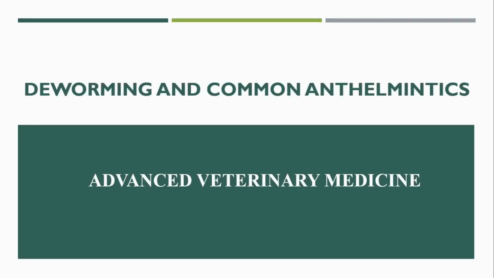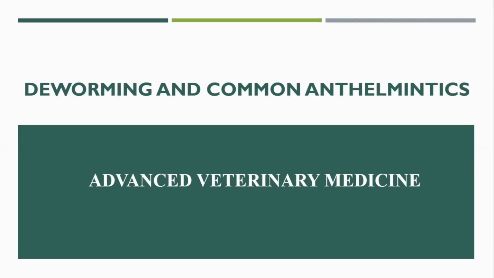Dear veterinarians and veterinary students, today we are going to discuss a very important topic, and that is deworming and common anthelmintics that are used for deworming. First of all, I will give a brief introduction about the common parasites that are present in the veterinary animals, and after that, we will move towards the common signs of parasitism in the animals, and then followed by the common groups of anthelmintic drugs that are used for deworming in veterinary animals.